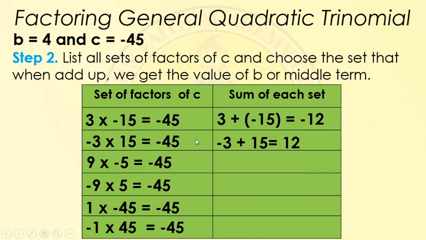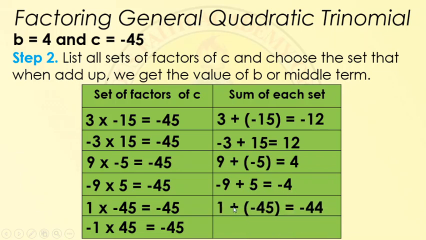Okay? The same goes here. So, negative 3 plus 15. Unlike signs, we just subtract. 15 minus 3, the answer is 12. What is the sign of our higher number? Positive. So the answer is positive. Okay? So, the same process. 9 plus negative 5 equals 4. Negative 9 plus 5 equals negative 4. Positive 1 plus negative 45 equals negative 44. And negative 1 plus 45 equals positive 44.